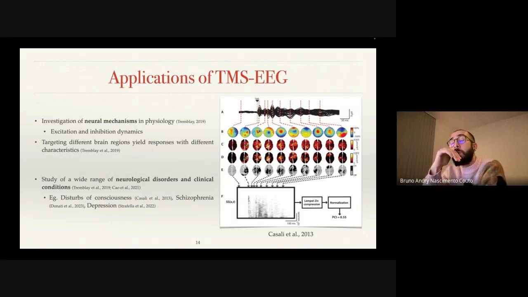But I think the most important part, at least for me and maybe for many of the ones that are here from the biomedical engineering course, is neurological disorders and clinical conditions, such as disturbance of consciousness, schizophrenia, and depression, which are just three of the examples that I was planning to bring.